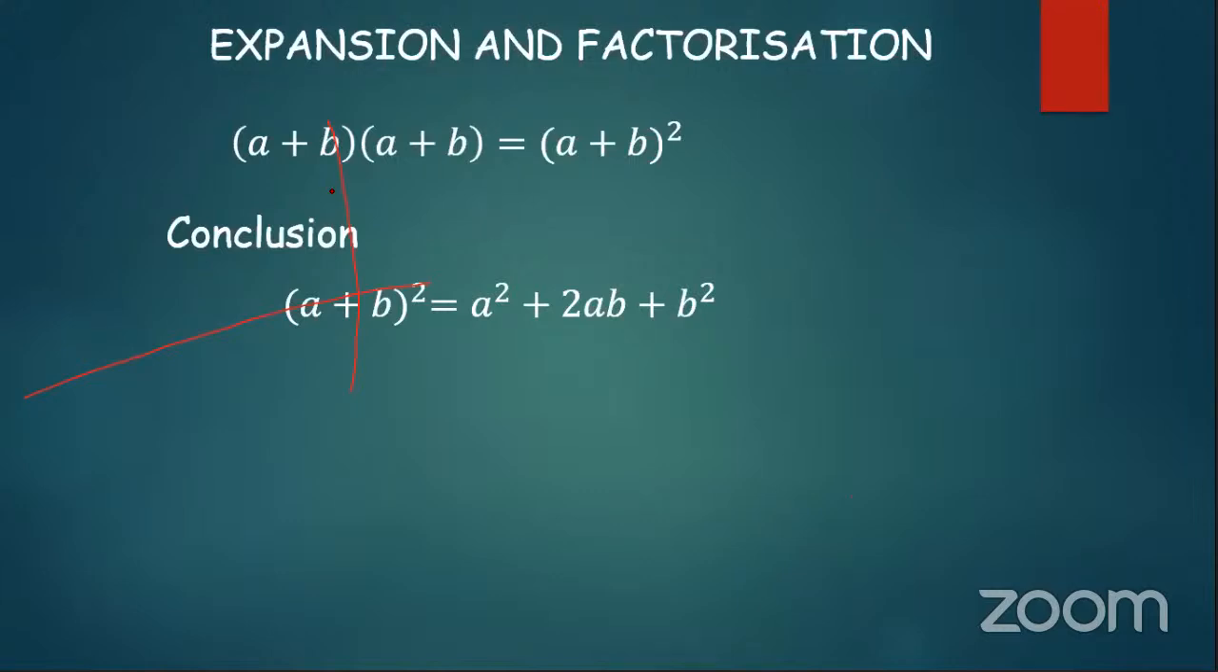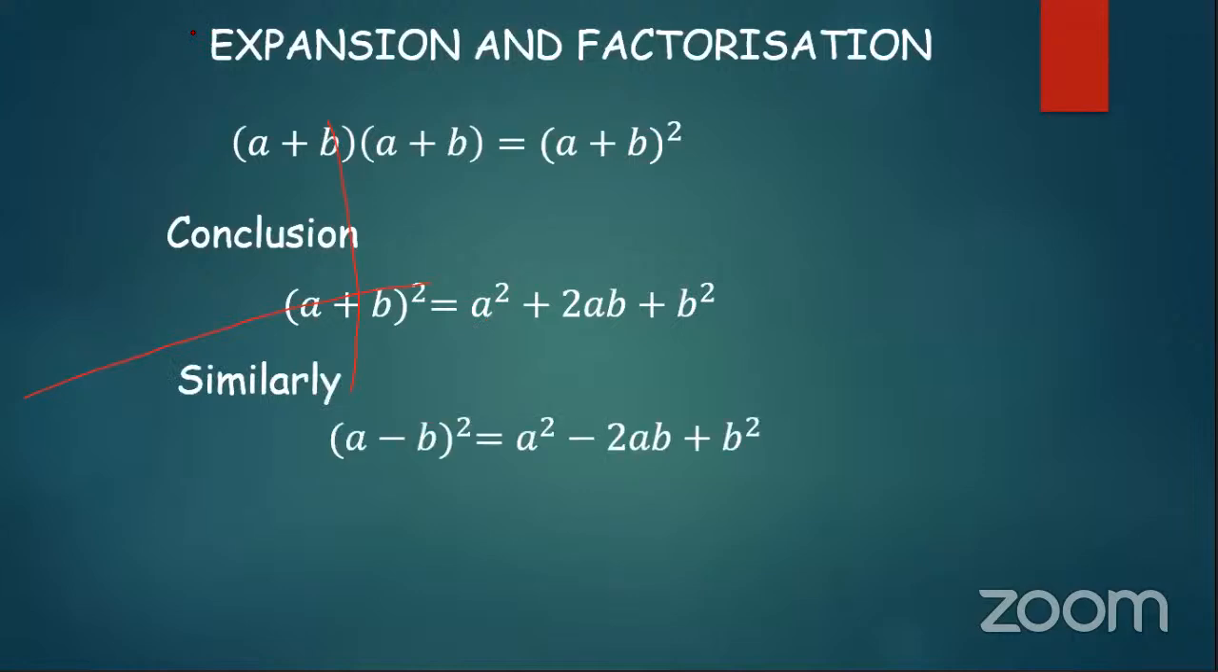Are we there? Yes. Okay, so that one would be the expansion of a plus b squared. It would give us a squared plus b squared, then plus 2ab. Similarly, if we are to do the same process and get a minus b squared, that one would give us a squared minus 2ab plus b squared.